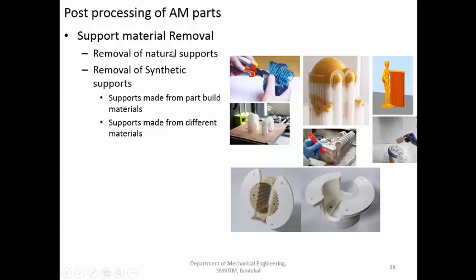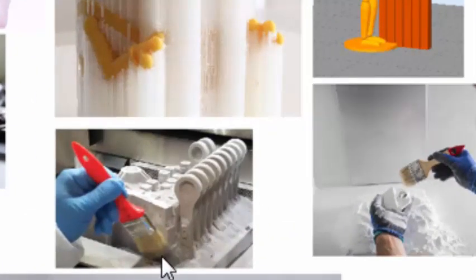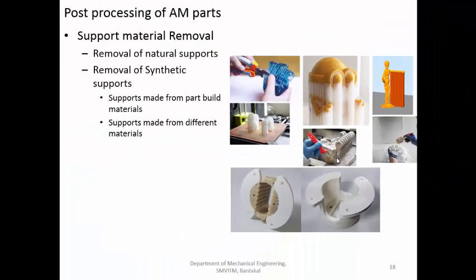Removal of natural supports. Natural supports means whatever raw material you are using, the support will be in the same form. It is not going to change its characteristics, it will remain as it is. That is mainly possible in discrete particle systems, where the loose powder surrounding the object, you just have to use a wire brush or maybe some compressed air to blow away the sticking particles, and the component can be taken out for further processing. That is a natural support.